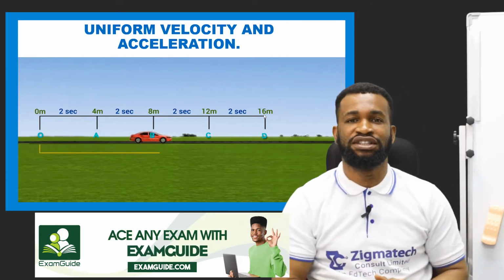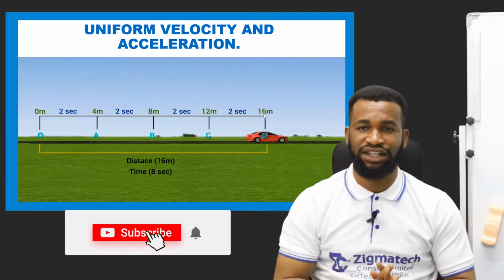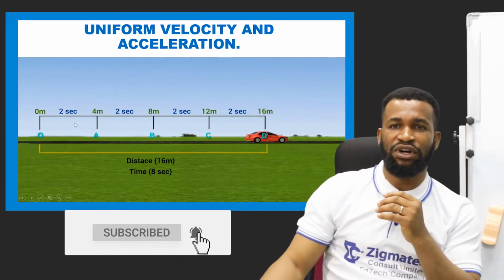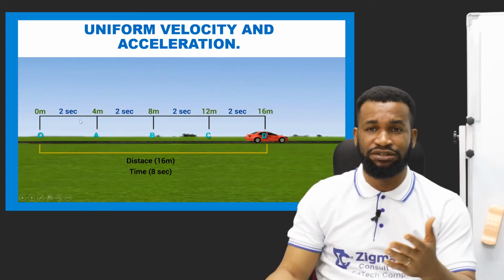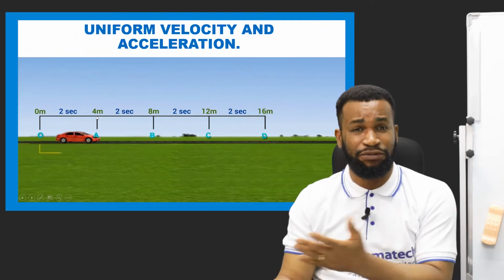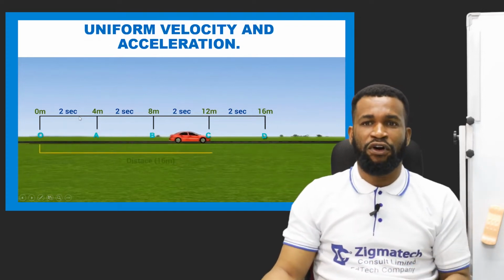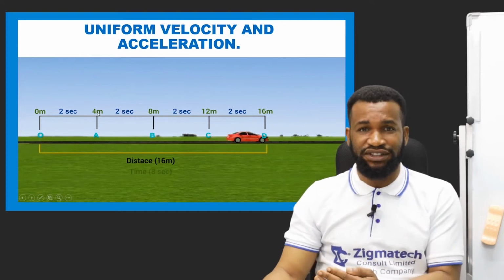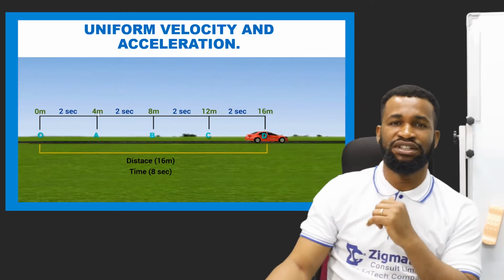We say that the body is in a uniform velocity. And the same thing happens in acceleration. If the body is moving with a velocity, and for every change in velocity the same time is used to cover it, we say that the body is in a uniform acceleration.